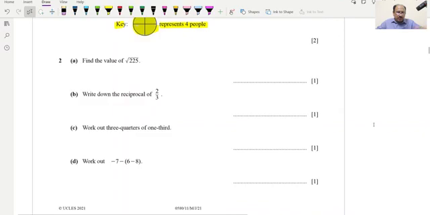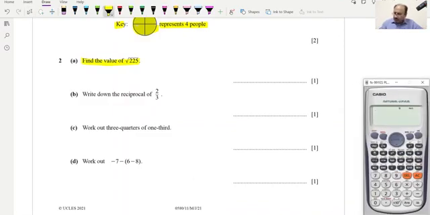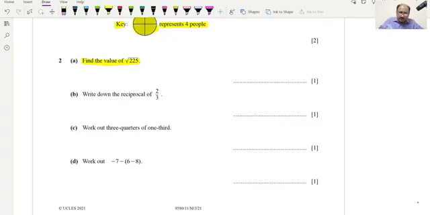Now question number 2 says find the value of this. We can use a calculator, and the square root of 225 is equal to 15, so the answer will be 15. 1 mark part. Write down the reciprocal of 2 over 3, and the reciprocal is 3 over 2, so we can write the answer as 3 by 2.